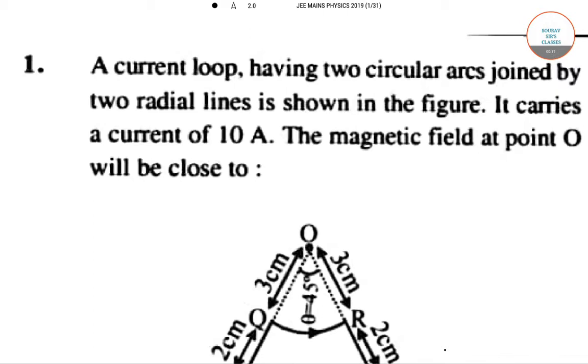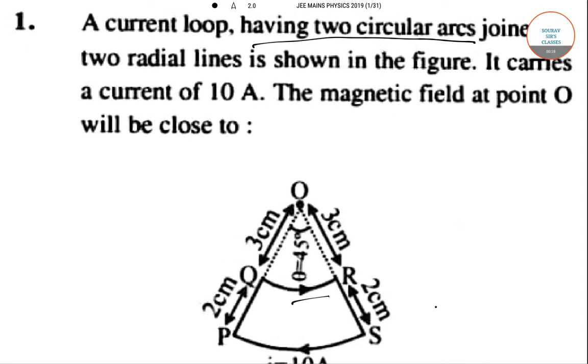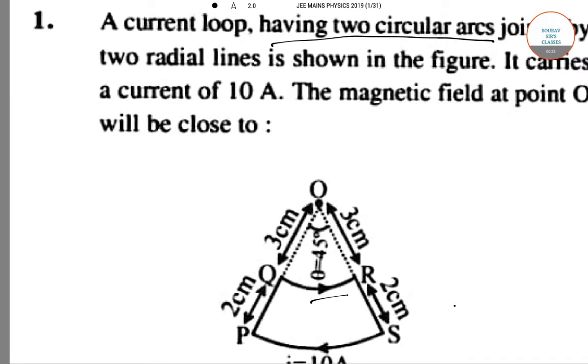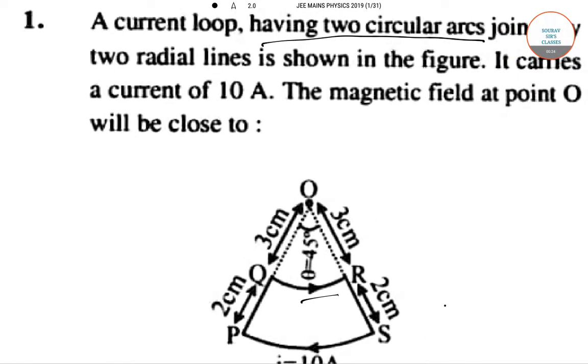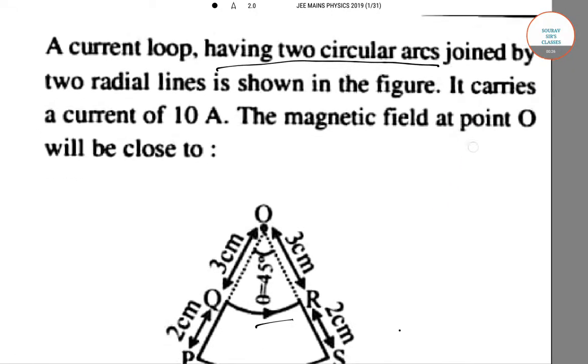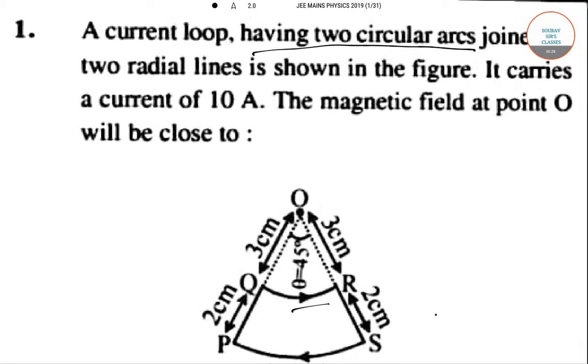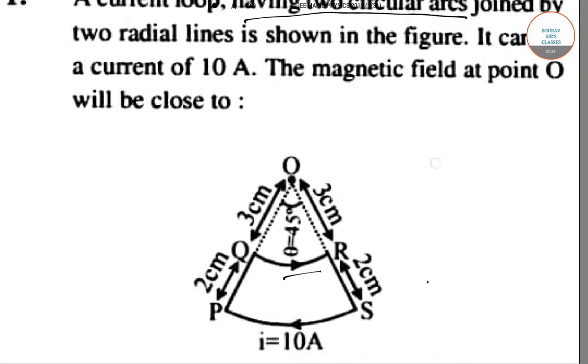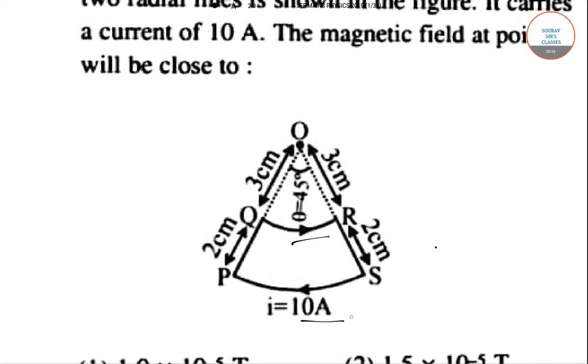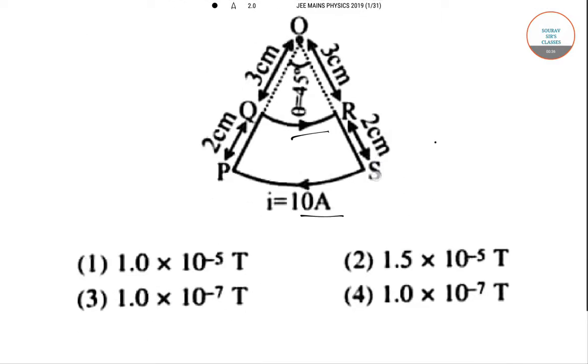Here a current loop having two circular arcs. These two arcs are joined by two radial lines, as shown in the figure. It carries a current of 10 ampere.